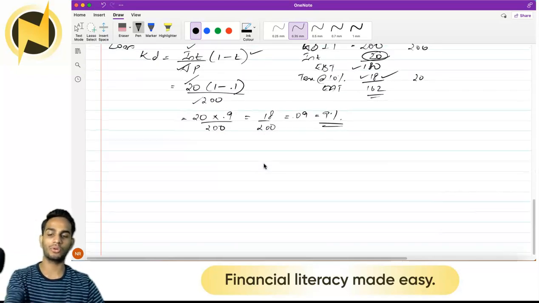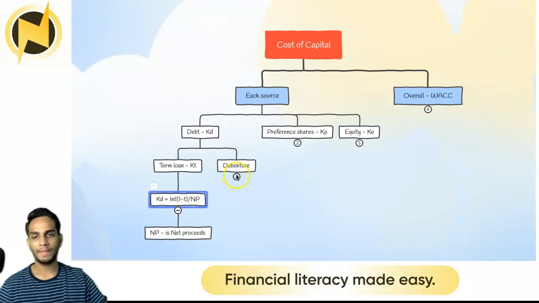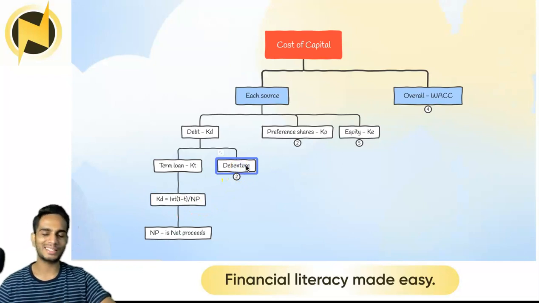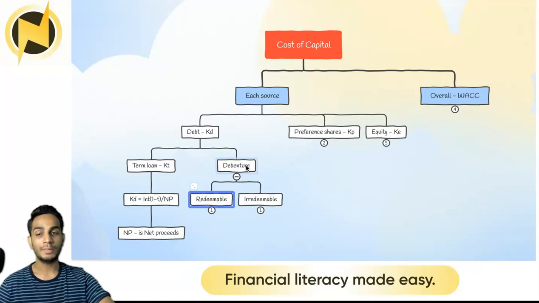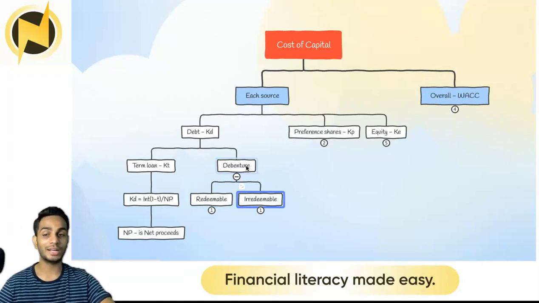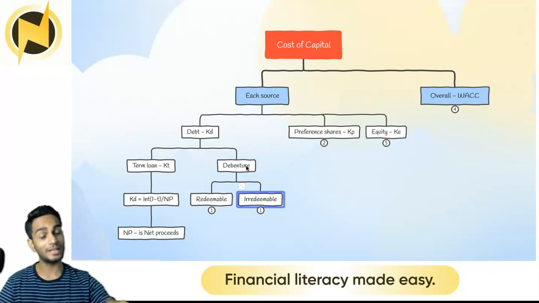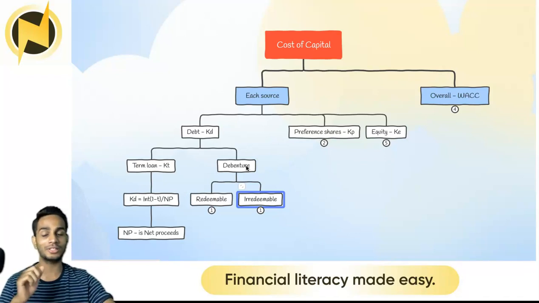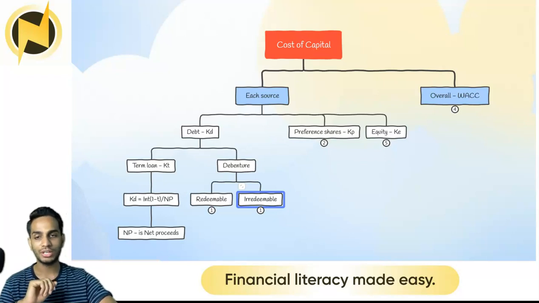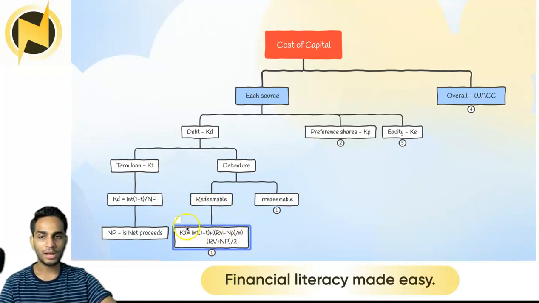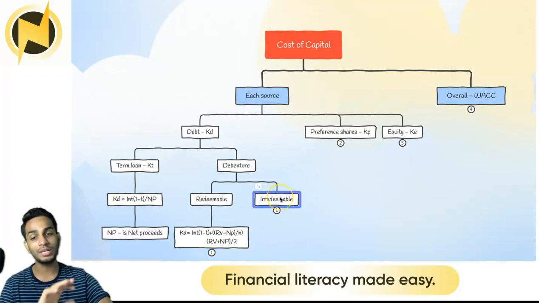That's it for loan. Now let's go to debenture. In debenture, you have two kinds: debentures which are redeemable and debentures which are irredeemable. For redeemable and irredeemable debentures, the calculation happens in two ways. Let's check redeemable debentures first. For redeemable debentures, the format is pretty similar to what you saw in loan, but it has an extra additional attachment. Okay, let's go to irredeemable first.